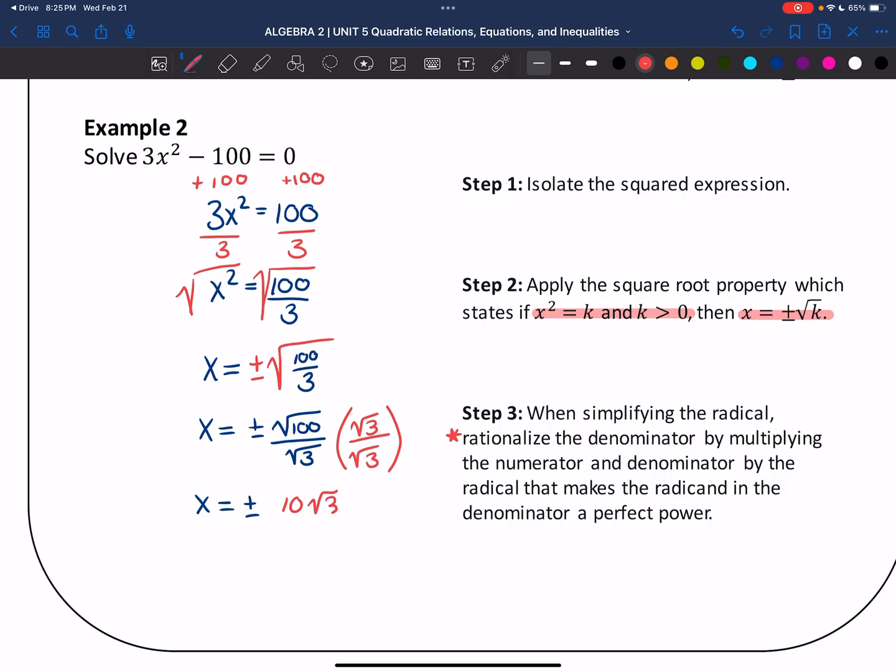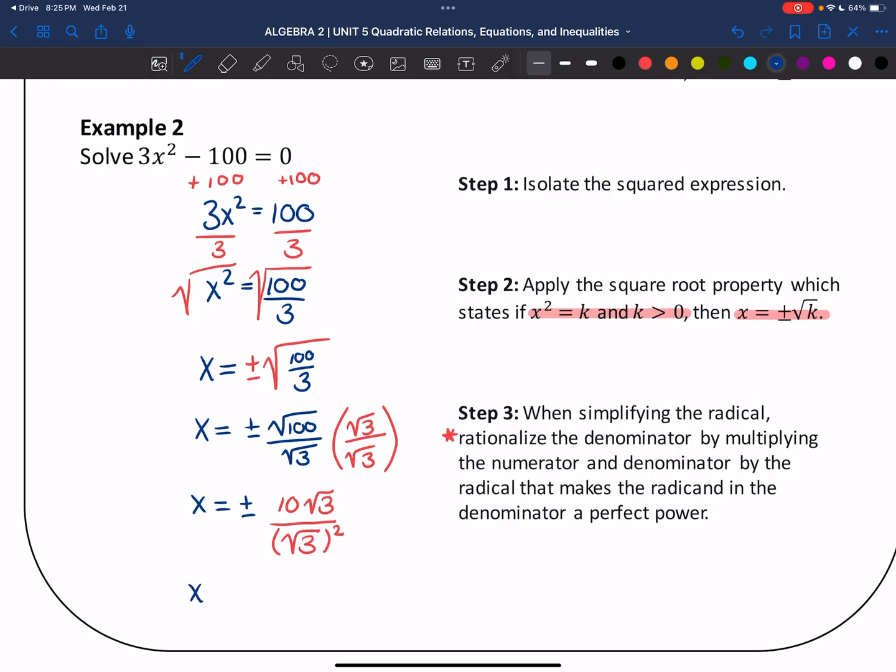A square root 3. And then I have my square root of 3 being multiplied by itself. That is that it is squared. That's that perfect power. I'm squaring my square root. So what does this simplify to? Ladies and gentlemen, it is simply 10 square root 3 over 3. That is our simplified radical response.